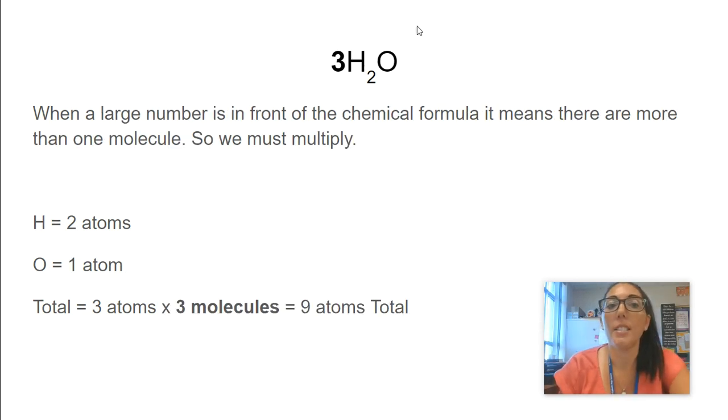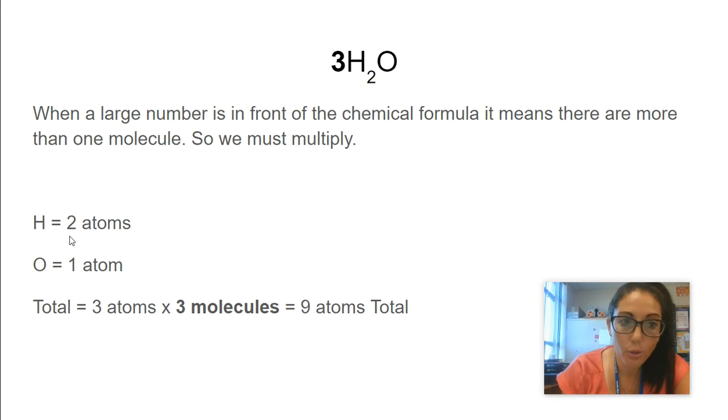Last example is something new, and this is large numbers. So if there's a large number in front of your molecule, that now means that there's more than one molecule. So this 3 means that there are 3 molecules or 3 parts of H2O. H2O is water, right? Hydrogen and oxygen. So in order to calculate how many atoms I have in that chemical formula, I'm going to say there are 2 atoms of hydrogen. This little 2 tells me that there are 2 hydrogens. For the oxygen, there's no number here, so that means that there's 1 atom of oxygen.